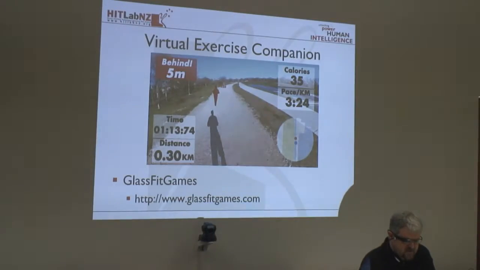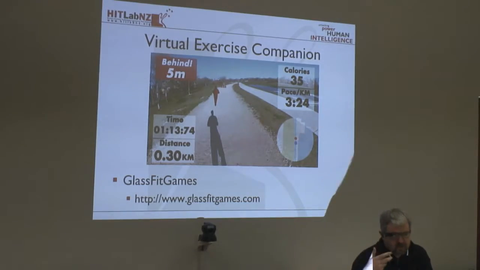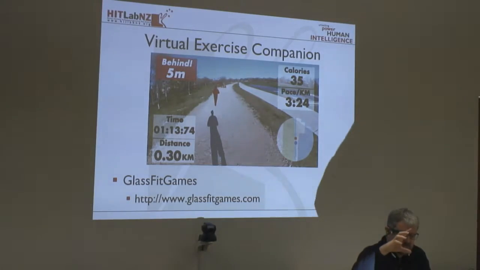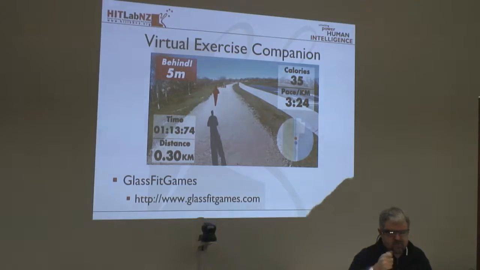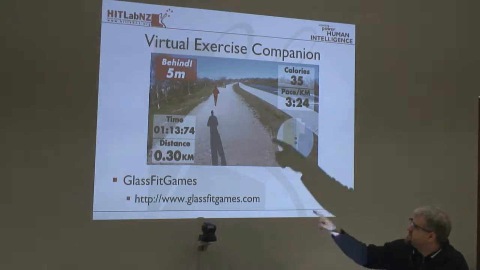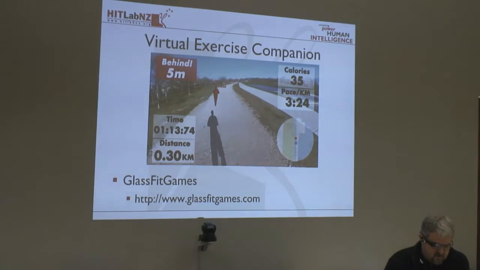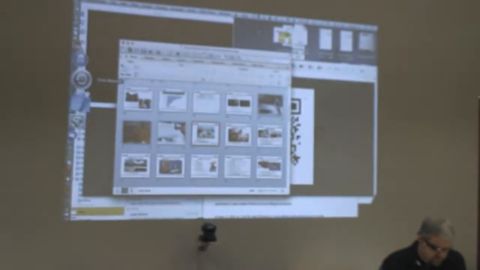So another example application is this virtual exercise companion from GlassFit Games. The idea with this one is you can be running, and as you're running, maybe you want to have somebody running with you. So if I go for a run with Google Glass, I have the GPS, but then maybe I can look and see a virtual person running in front of me, and I'm trying to keep up with them. On the interface here, you can see this red person is the running companion, and this is the map showing where I'm running. Here's the calories I burnt, here's the time, here's how fast I'm going, and here I am 5 meters behind.